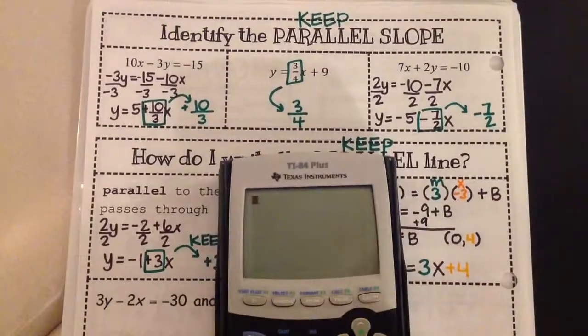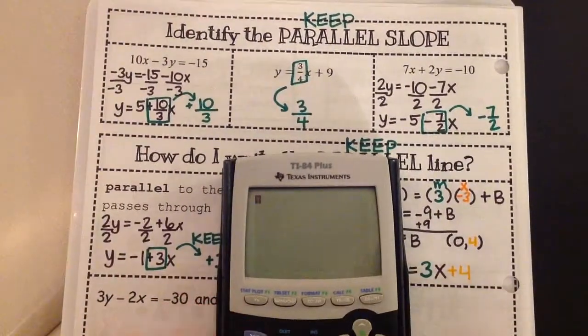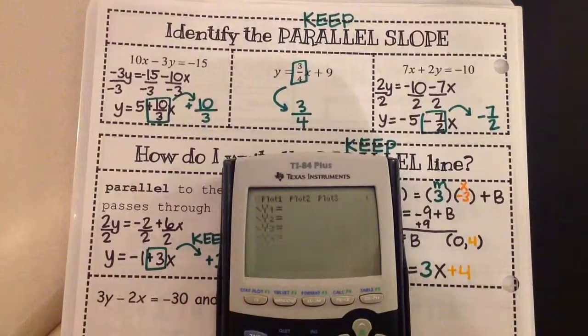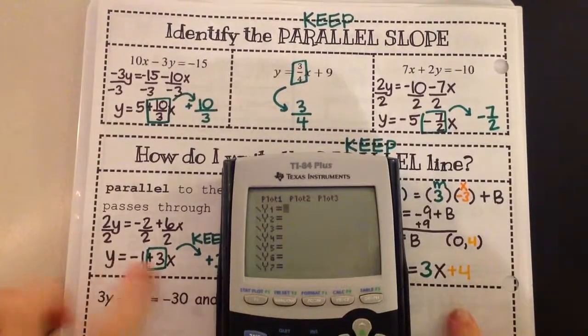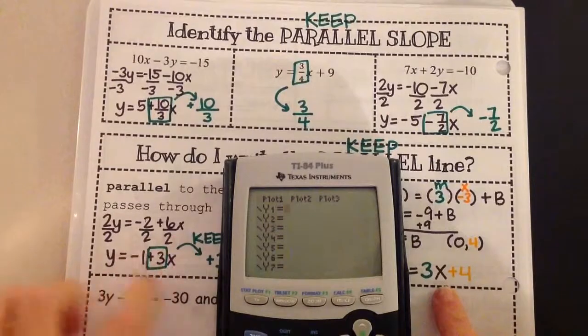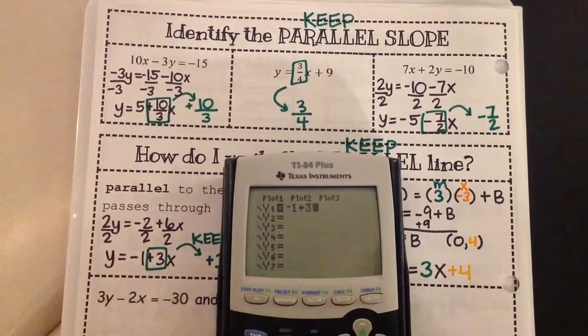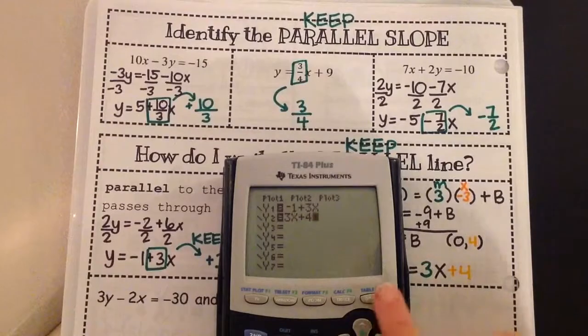So here's what we're going to do. We are going to go to our calculator. We're going to clear our memory, 2nd plus 7, 1, 2. And we're going to go to y equals, because I want to check that they're parallel. And it's easier to see if lines are parallel if I graph them. So I'm going to go to y equals, and I'm going to type in both equations, the equation I rearranged and the equation that I created. So I'm going to say -1 plus 3x and 3x plus 4. And I'm going to hit graph.